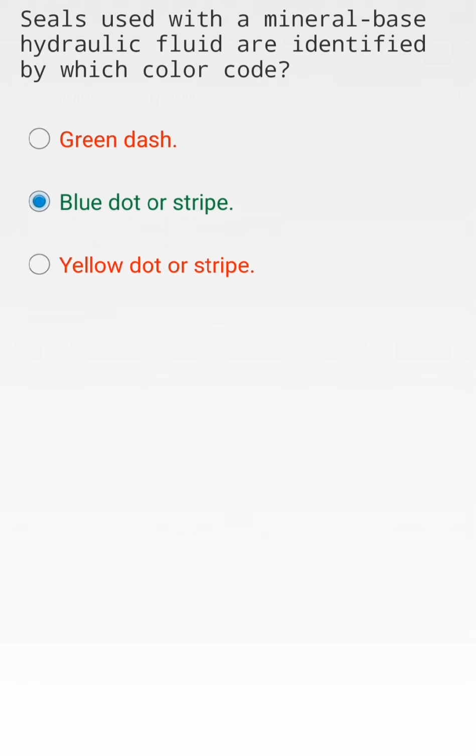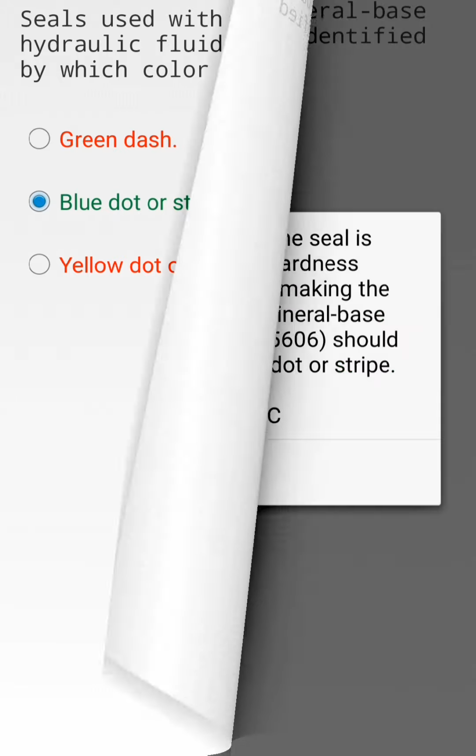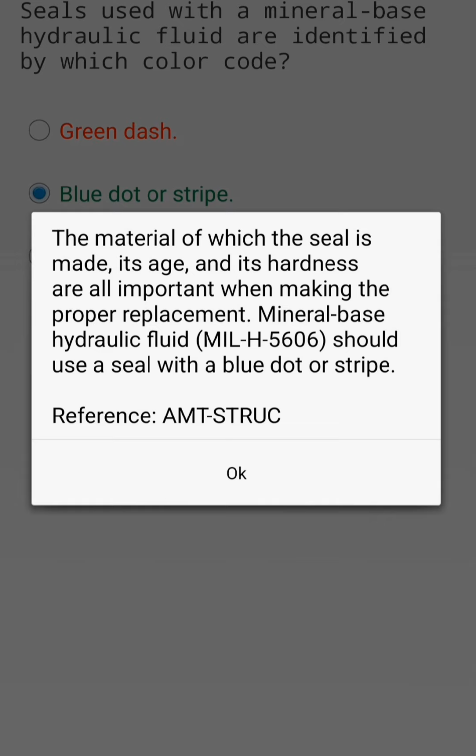Seals used with a mineral-based hydraulic fluid are identified by which color? A blue dot or stripe. The material of which the seal is made, its age, and its hardness are all important when making the proper replacement. Mineral-based hydraulic fluid MIL-H-5606 should use a seal with a blue dot or stripe.